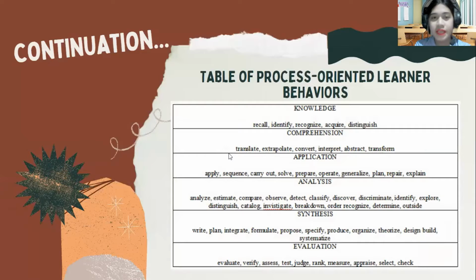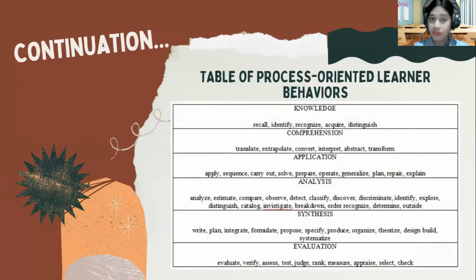For the next slide, as you can see, there is a table of process-oriented learner behaviors, and it consists of 6 tables. For the first one, that is knowledge. Knowledge is recall, identify, recognize, acquire, and distinguish. Comprehension consists of translate, extrapolate, convert, interpret, abstract, transform.